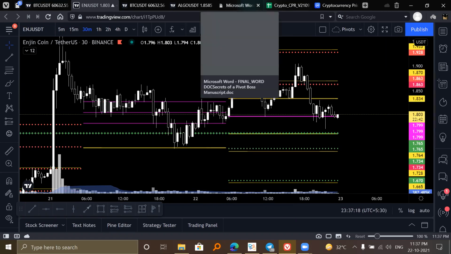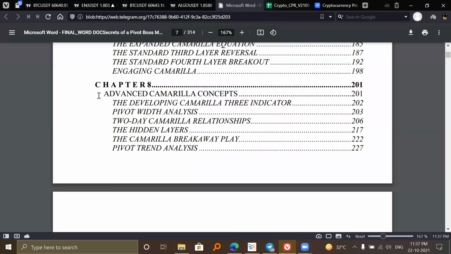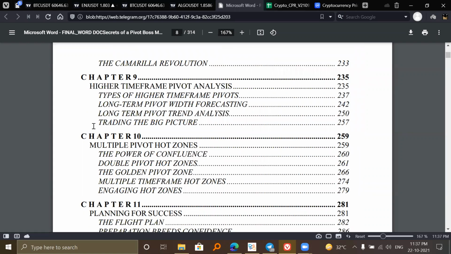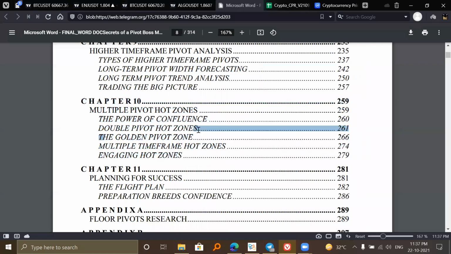Simple one. Next is central pivot range, Camarilla concepts, higher time frame pivot analysis, and multiple pivot hot zones. This I have left out in today's session. I just explained the golden pivot zone, and the power of confluence also I have explained. If you would like to read this book, then you can understand the multiple time frame hot zones too.